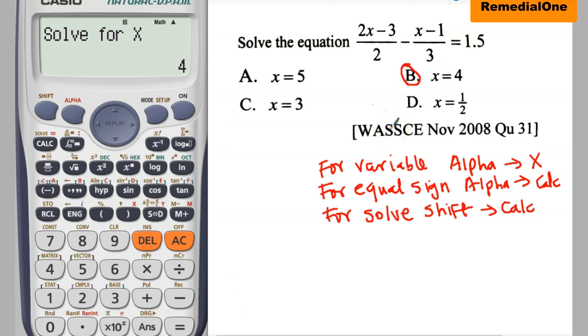We have already also done solving equations without the calculator. We are teaching you the other side of it, so that as you go to your exams, if it is not coming, you can use that, or you can verify your answers with the calculator.